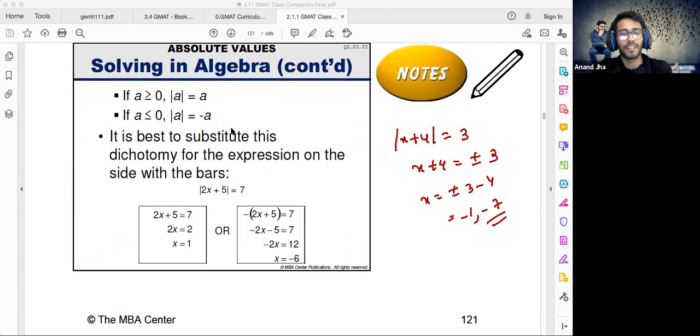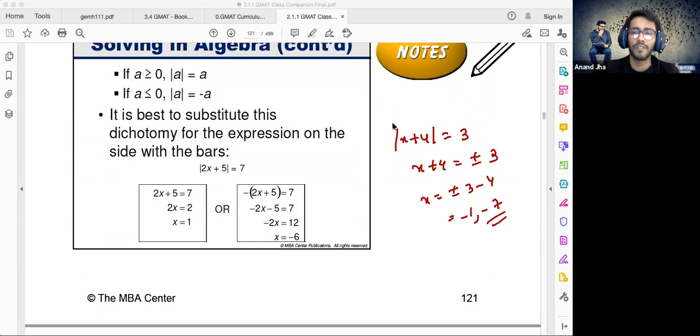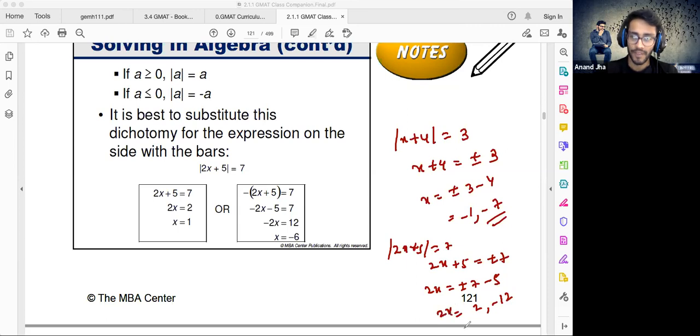Now this is important. This is where I was telling you. One more question you can solve. Mod 2x plus 5 equals 7. So what will you write? 2x plus 5 equals plus or minus 7. Correct? So 2x equals plus or minus 7 minus 5. If I take positive 7, 7 minus 5 is 2. If I take negative, it is minus 12. So x equals 2 by 2 is 1, minus 12 by 2 is minus 6. So minus 6 comma 1 is my answer.